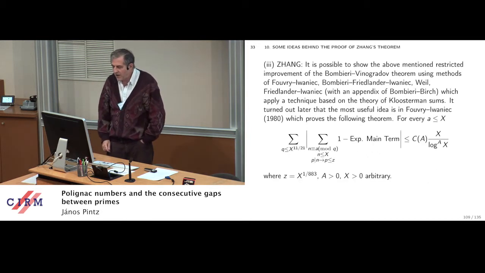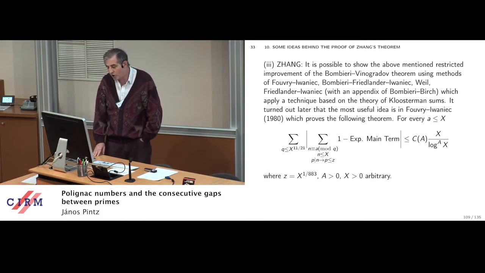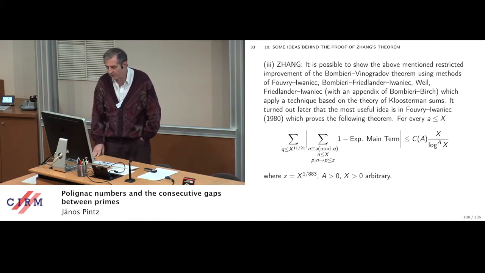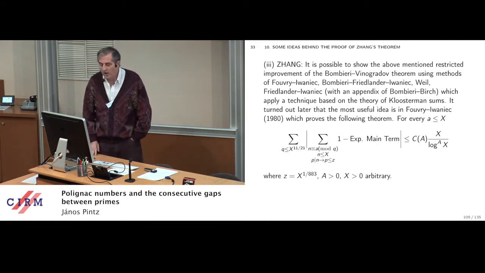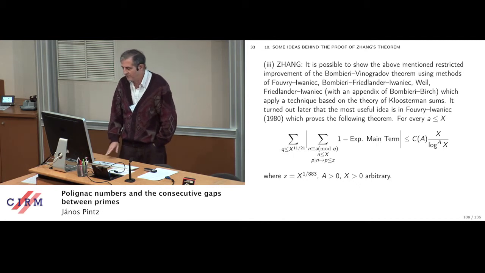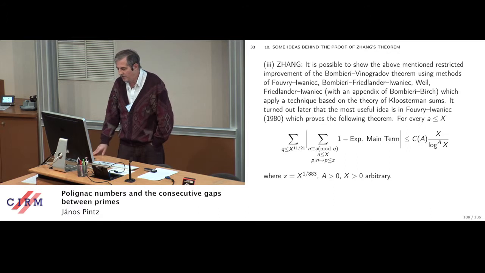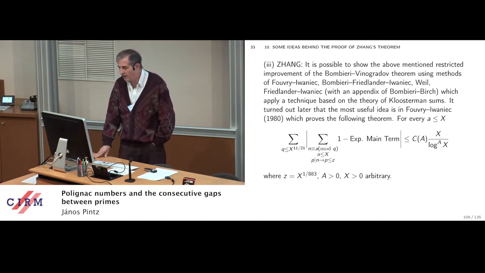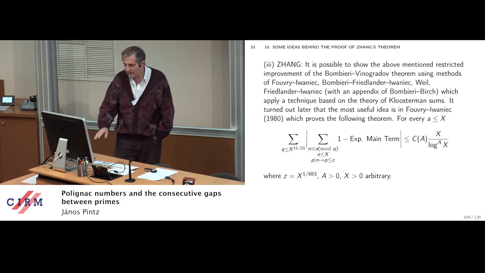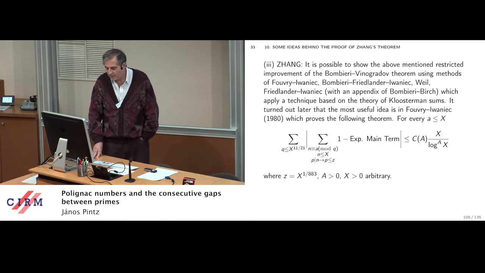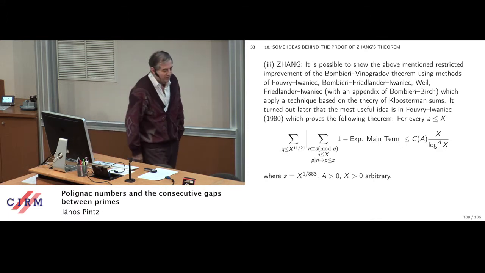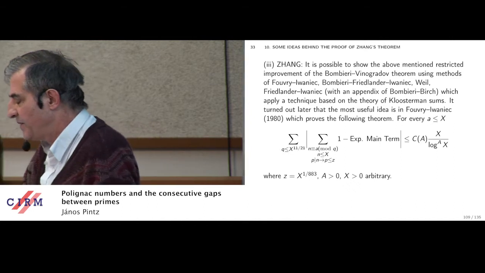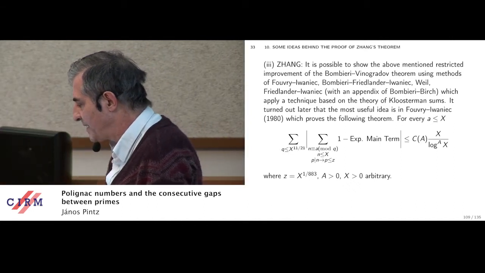And what Zhang did was that he showed that it was possible to show, with the above-mentioned restriction, an improvement of the Bombieri-Vinogradov theorem, using methods of Fouvry-Iwaniec, Bombieri-Friedlander-Iwaniec, etc., based on the theory of Kloosterman sums. And he used quite strongly, though he did not refer to it, the method of Fouvry and Iwaniec. And this had a little bit strange form, so that means it did not refer to primes, but it referred to smooth numbers, so to the uniform distribution of smooth numbers.